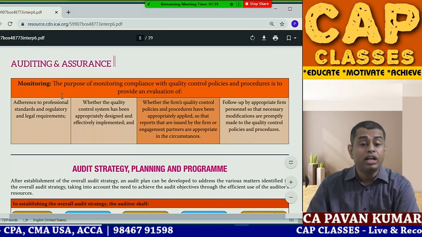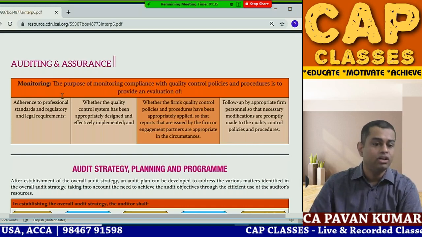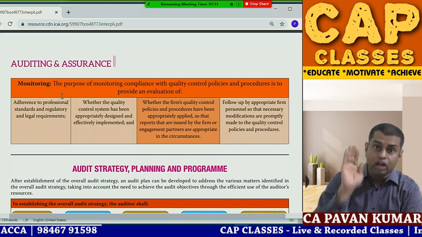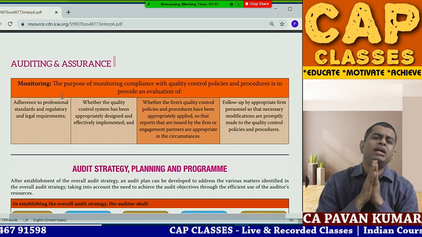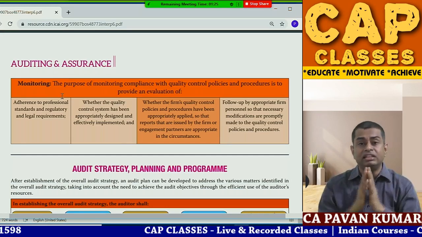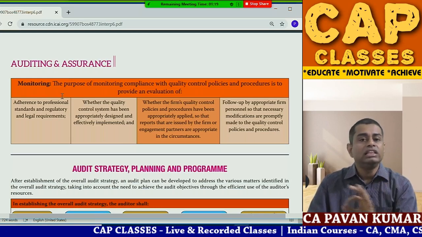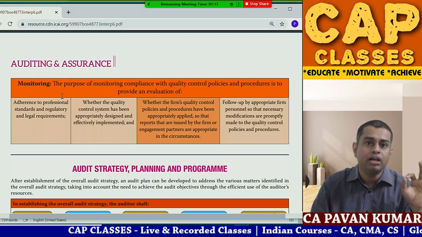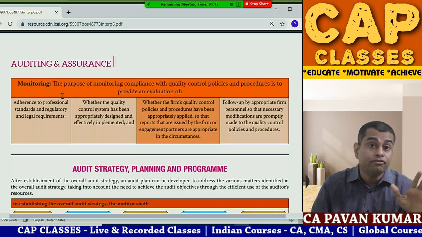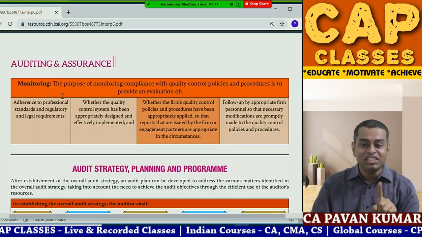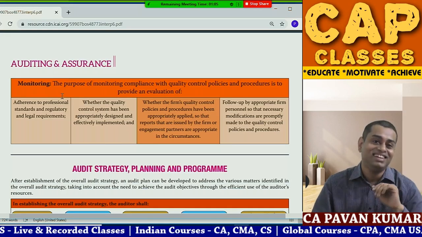The purpose of monitoring compliance with quality control policies and procedures is to provide an evaluation of. Again, they are speaking about SQC1 only. When you open the ICAI study material, there will be dozens of pages which describe SQC1 and all. My dear friends, that much studying is not required. Whatever is here, if you study, take my word, it is more than enough. So in auditing, the first step is not knowing what to study. First, you should know what not to study.